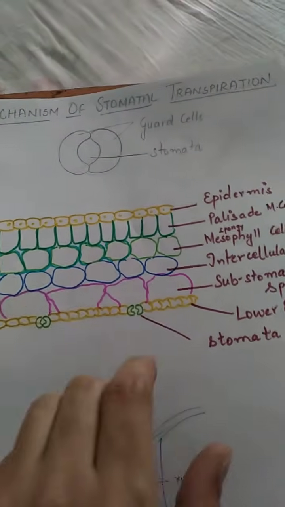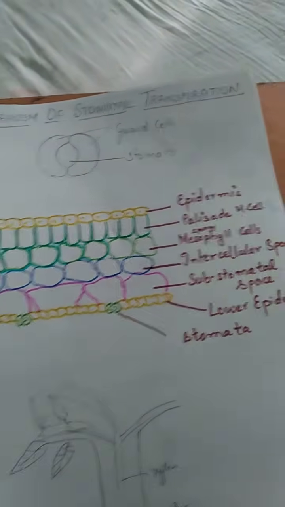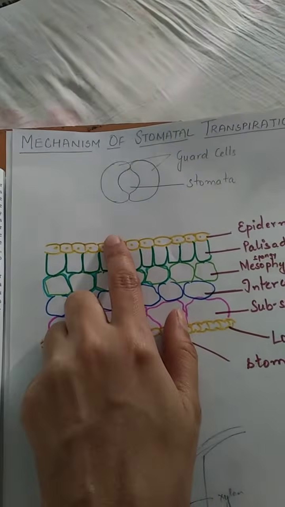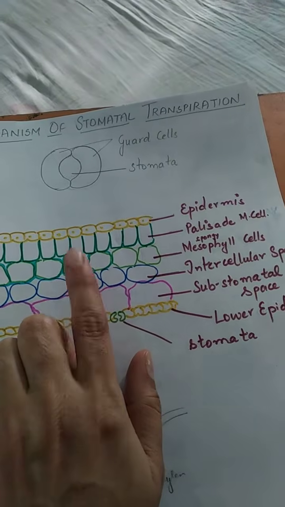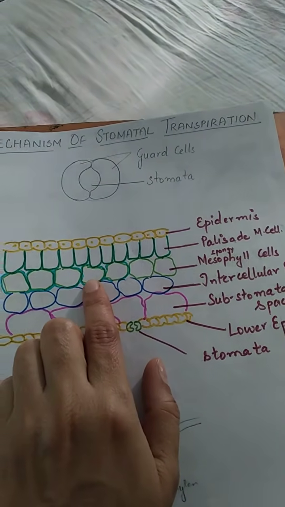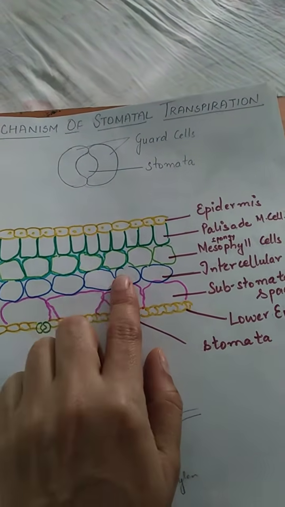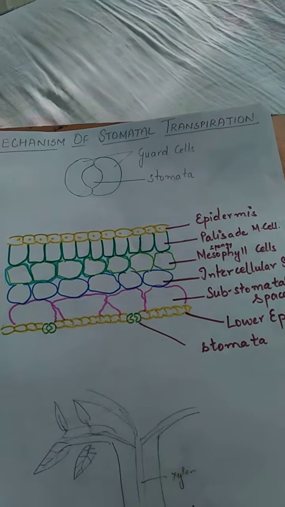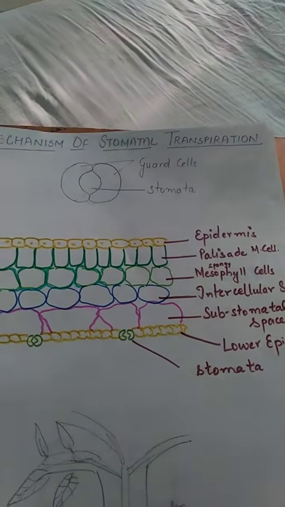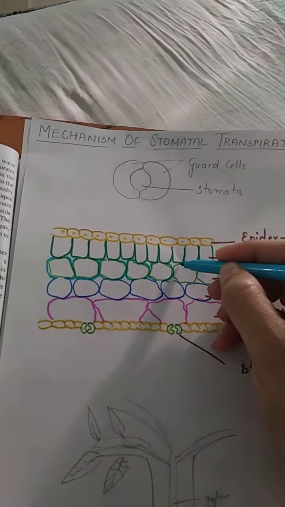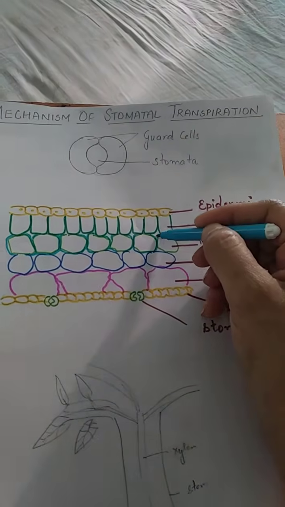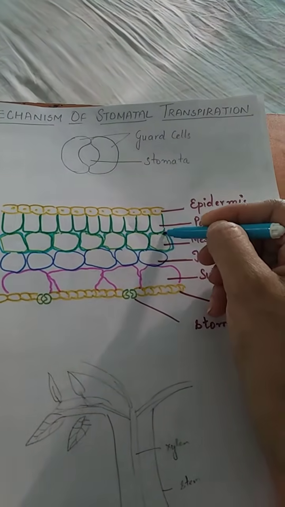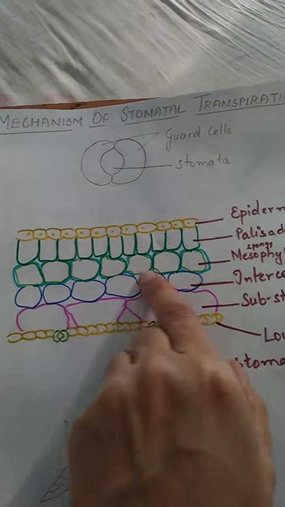Now what happens inside the leaf? This is the upper epidermis of the leaf. From here the water enters the palisade mesophyll cells, and from here it enters the spongy mesophyll cells. Spongy mesophyll cells become filled with water, having an excess amount of water, so they form a thin layer of water around them. I'm showing it with a blue color sketch pen so that it will be easy for you to understand. This blue thin layer of water vapors forms around the mesophyll cells.